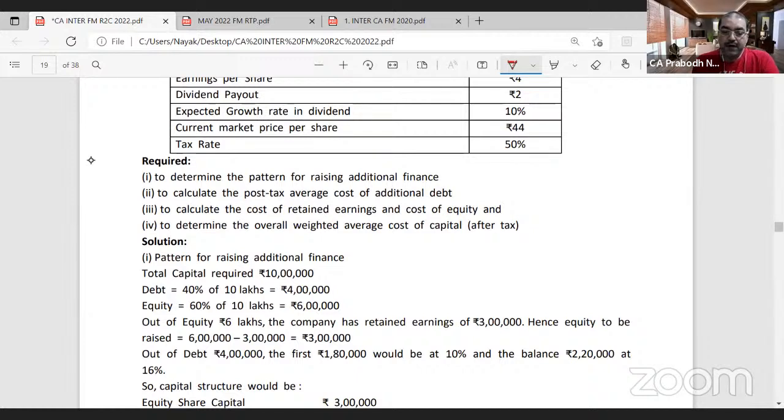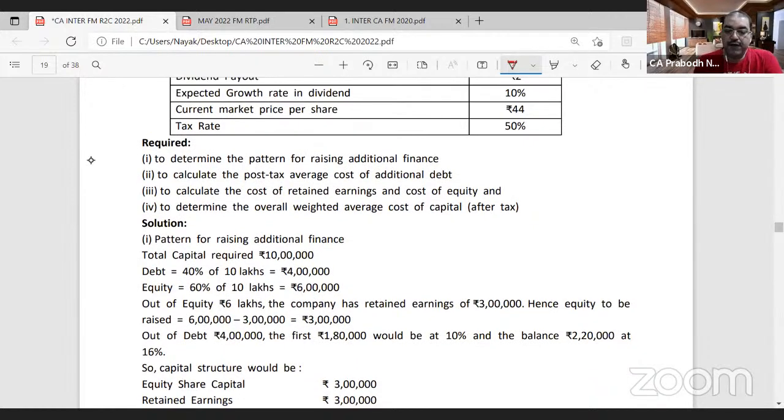So total capital required is 10 lakhs. 40% of that is 4 lakhs, that is in the form of debt. 60% is in the form of equity, 6 lakhs. So what you can do is you can prepare a table like this. You can show the classification. Break up the 10 lakhs: 40% debt, 4 lakhs here, and equity is 60%, so that comes to 6 lakhs.